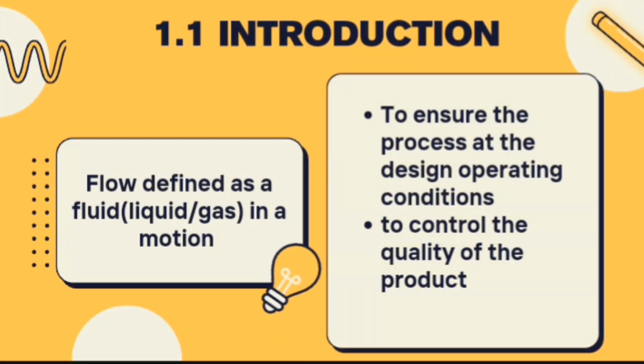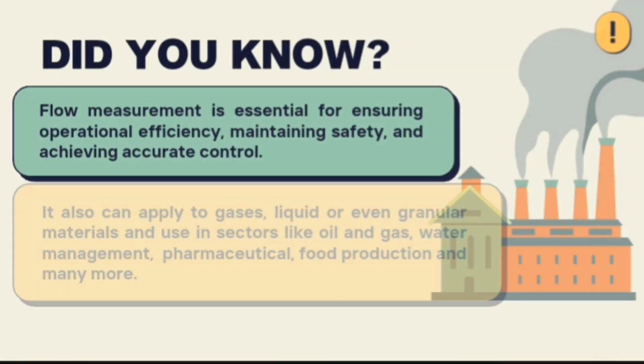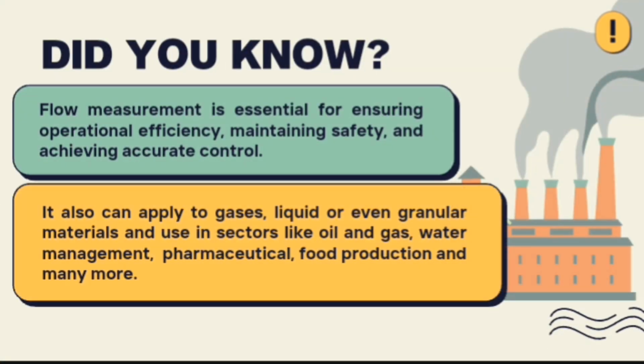Introduction. Flow is defined as a fluid, known as liquid or gas, in motion. Flow measurement is used to ensure the process is at the design operating conditions and to control the quality of the product. Did you know? Flow measurement is essential for ensuring operational efficiency, maintaining safety, and achieving accurate control. It can also apply to gases, liquids, or even granular materials in sectors like oil and gas, water management, pharmaceutical, food production, and many more.